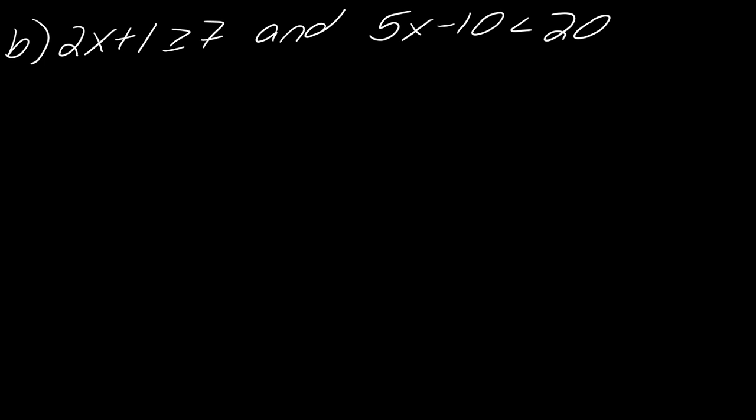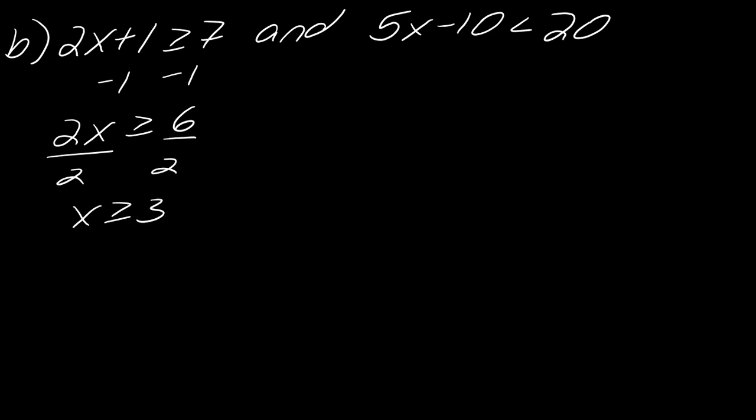Okay, so now I've got 2x plus 1 is greater than or equal to 7, and 5x minus 10 is less than 20. Okay, so once again, we just start by solving for x. So I'll go ahead and subtract 1 here, and so I get 2x is greater than or equal to 6. Divide both sides by 2, and I get x is greater than or equal to 3. So there's the first one.